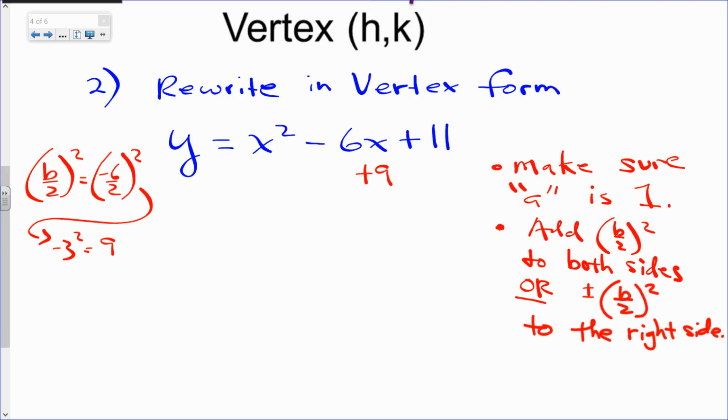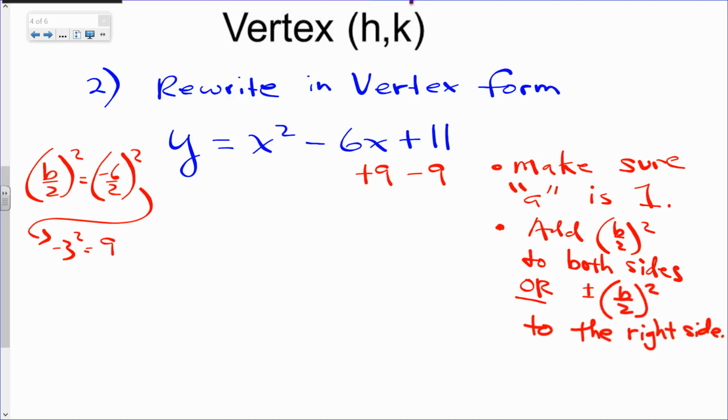But look at what I'm going to do. I'm also going to subtract 9 on the right side. In other words, instead of adding 9 to both sides, I'm going to add 9 and subtract 9 on the right side. If I add and subtract 9, what does that do? It cancels. Remember what I said a couple weeks ago, an equation is like a balance. If I add 9 and subtract 9 on the right side, the equation doesn't move. It stays neutral.